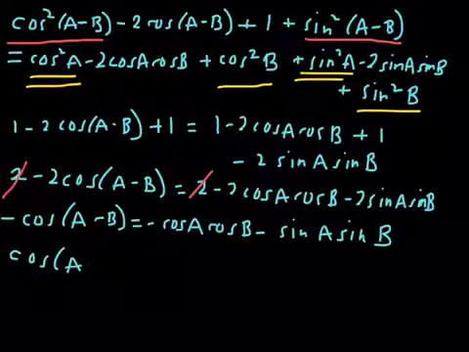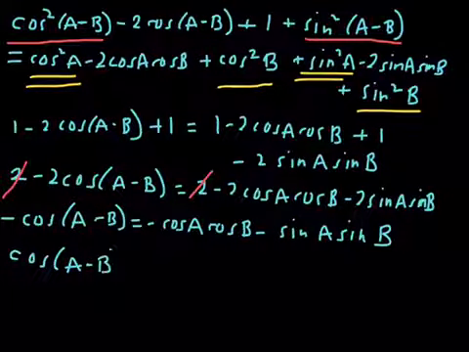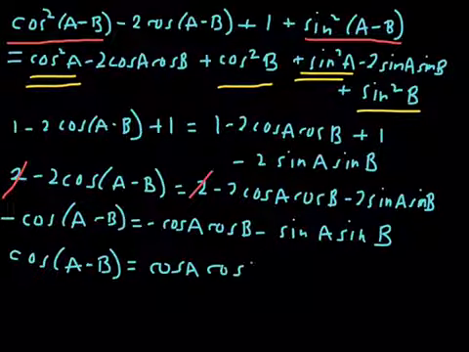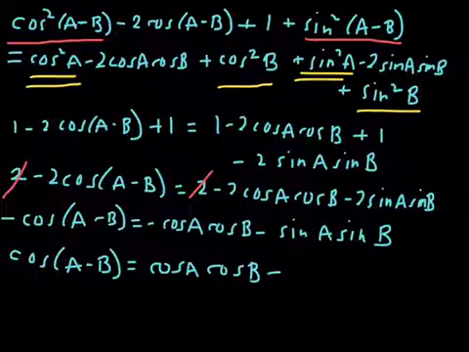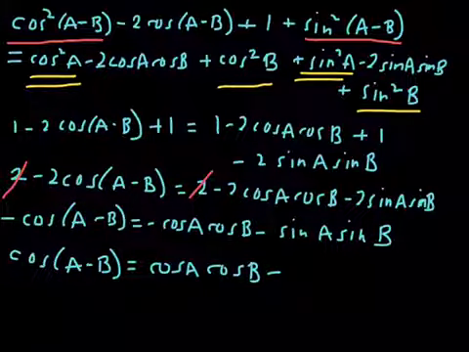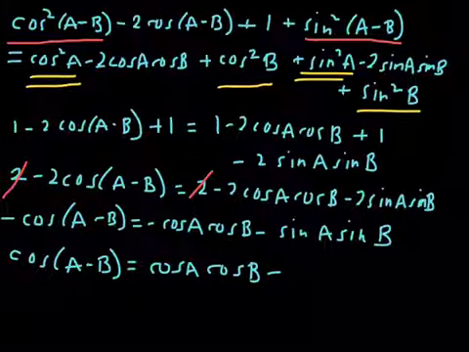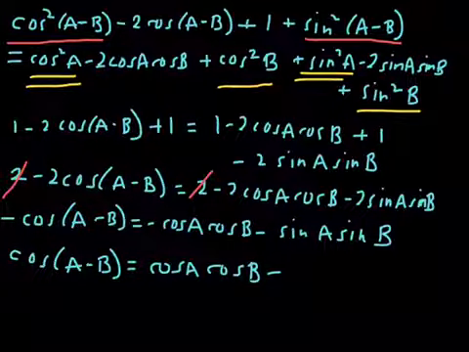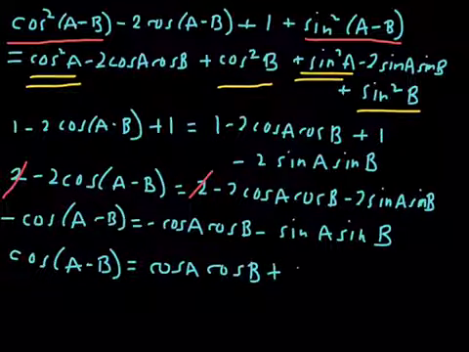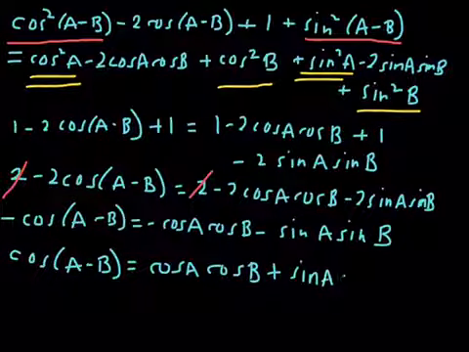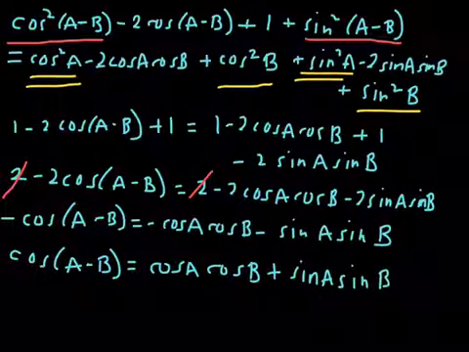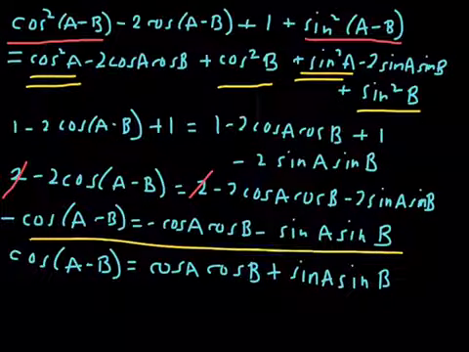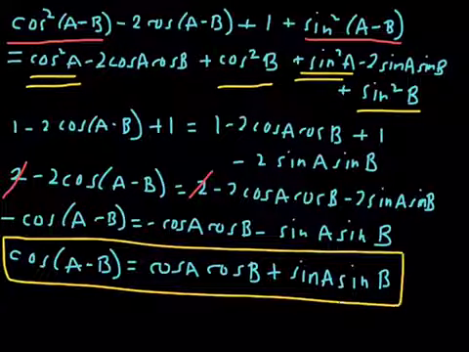Now here it is, folks. Cosine of A minus B is equal to cosine of A times cosine of B plus sine of A, sine of B. All right, very good. Now this, you guys, is the difference identity for cosine. All right, we did it. Okay, thanks for bearing with me.